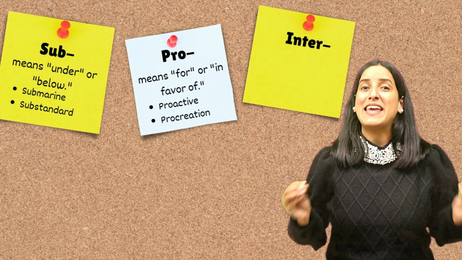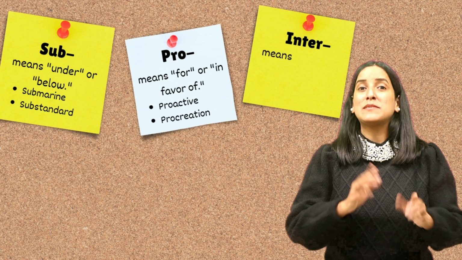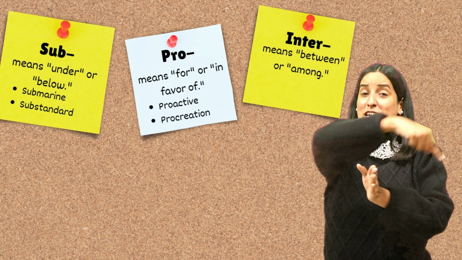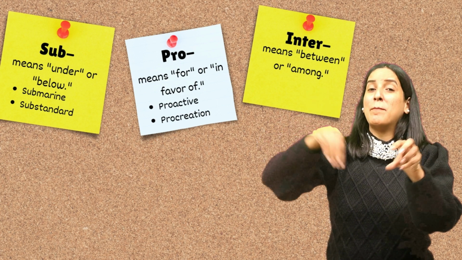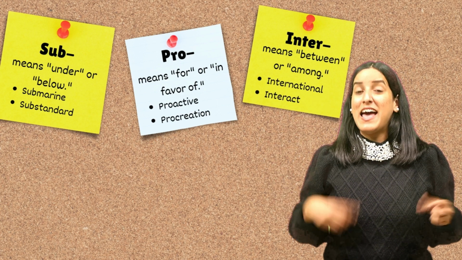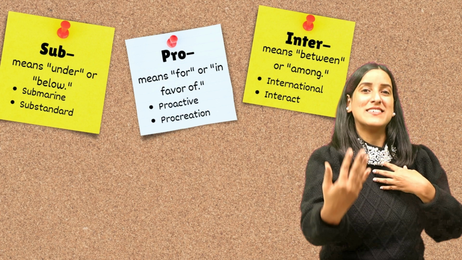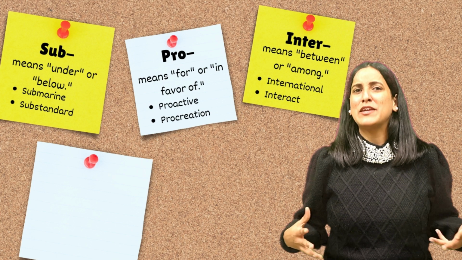What about this one? Inter. Now this prefix means between or among. For example, national becomes international, which means between or among the nations, right? Act becomes interact, which means to act with others, right? Talk to others, communicate with others.